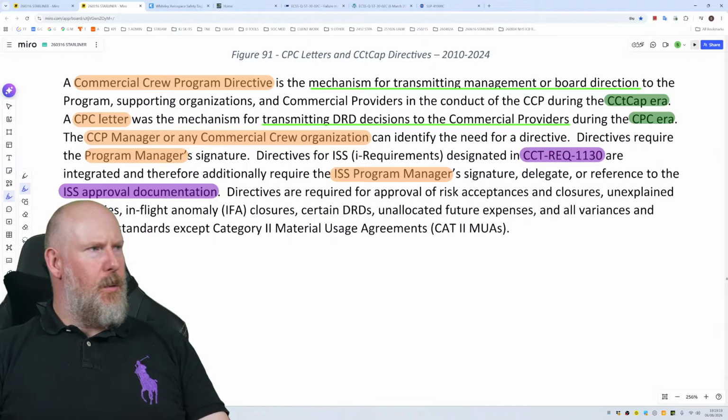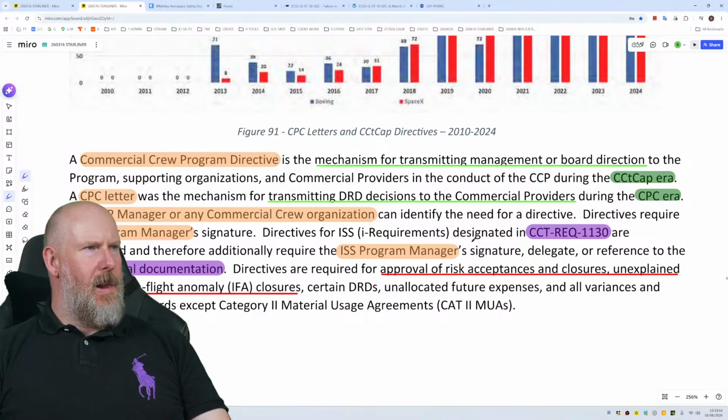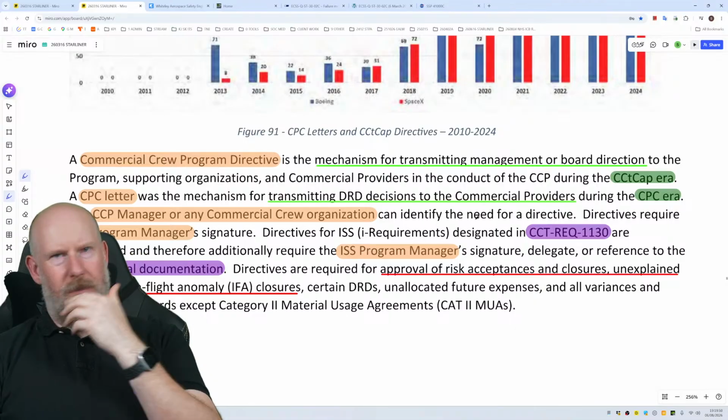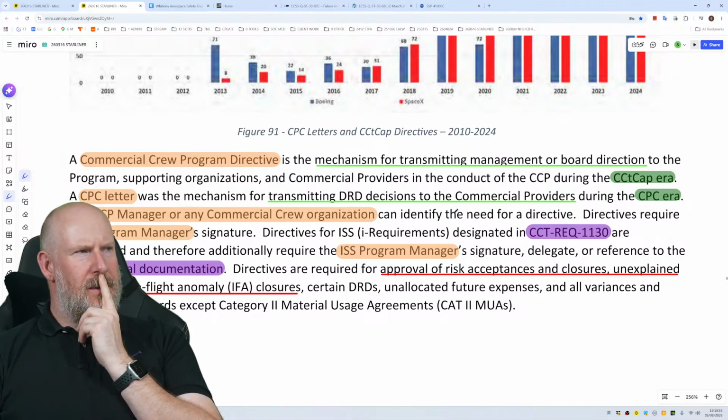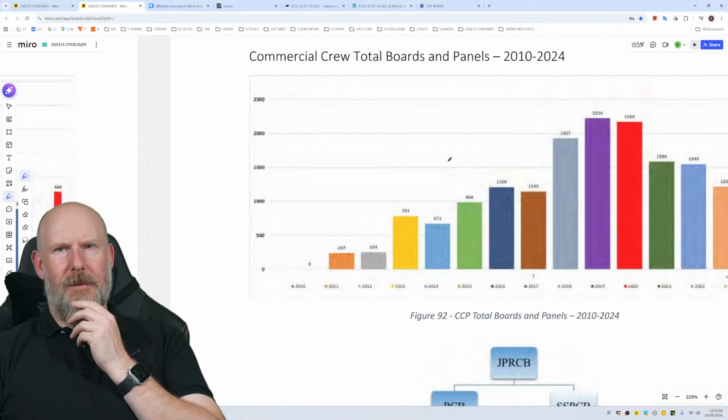Directives are required for approval of risk acceptances and closures, unexplained anomalies, and in-flight anomaly closures. Certain DRDs, so there's certain documents, unallocated future expenses, and all variances and alternate standards except Category 2 material usage agreements. Okay, so this is the process for sending these control actions and getting feedback around the control structure. That's quite interesting. I'm quite impressed that they've included that level of detail. That's pretty cool.